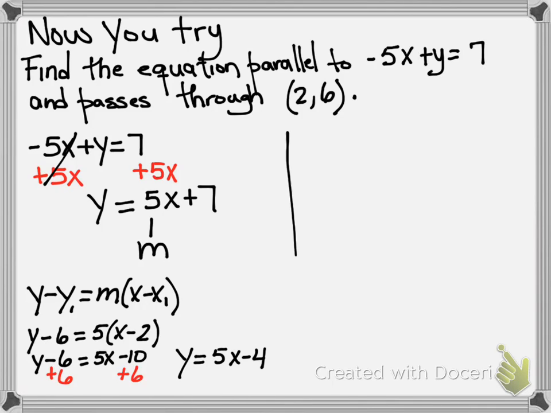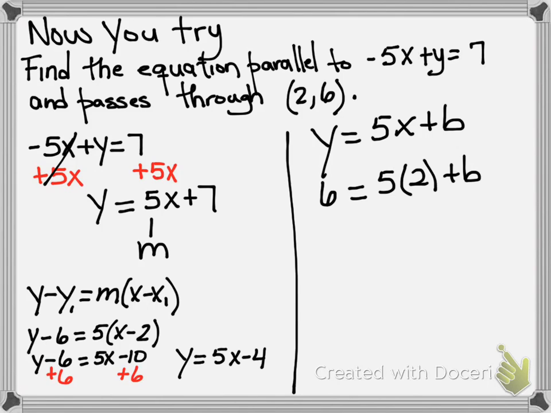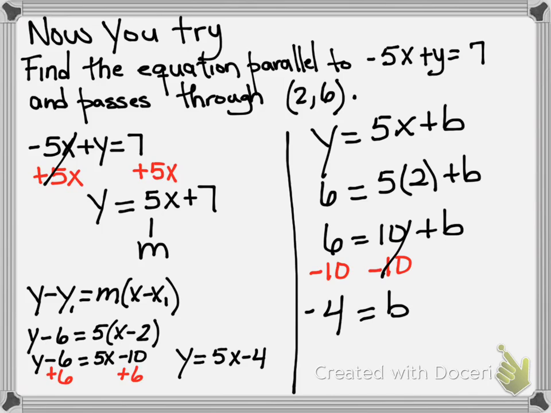Now let us consider the other way to do this. If we consider the slope-intercept form, of course, and we substitute, it becomes 6 equals 5 times 2 plus b, and 6 equals 10 plus b, and we do the additive inverse of 10. It is negative 10 to both sides of the equation, and we have negative 4 equals b, and the equation becomes y equals 5x minus 4, which is the same equation we just had.